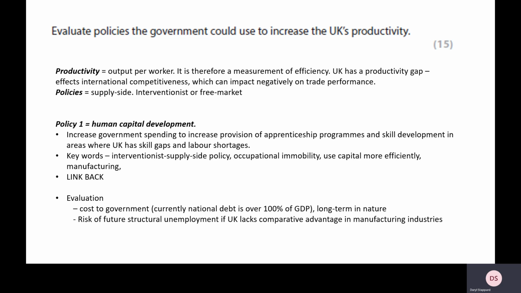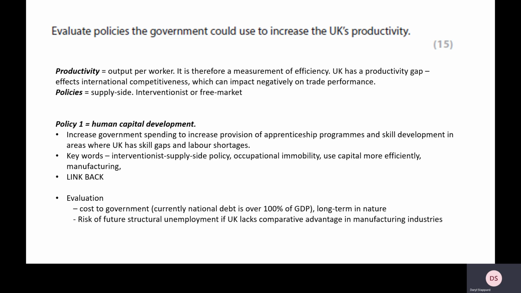So we're going to start, first of all, with what we actually mean by productivity. Productivity is a measure of the output per worker. So it's therefore a measurement of efficiency. I'm just going to include a really basic link to the UK economy now. I'm going to talk about the fact that the UK has got a productivity gap. So when you compare productivity in the UK with other G7 nations, this could be America, France, or Germany, the output per worker in Britain is less than in those other economies.